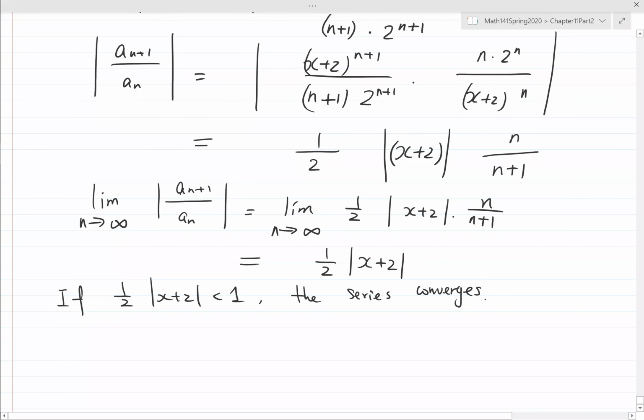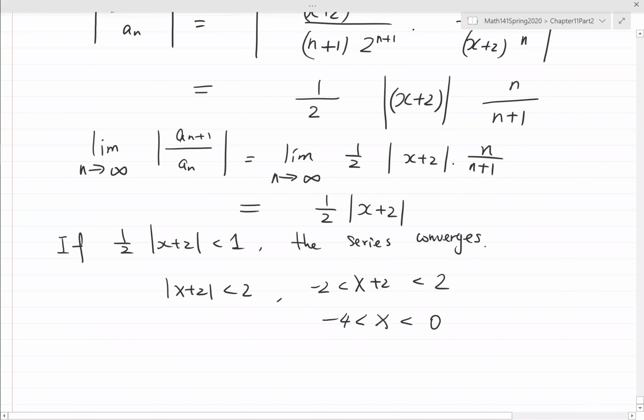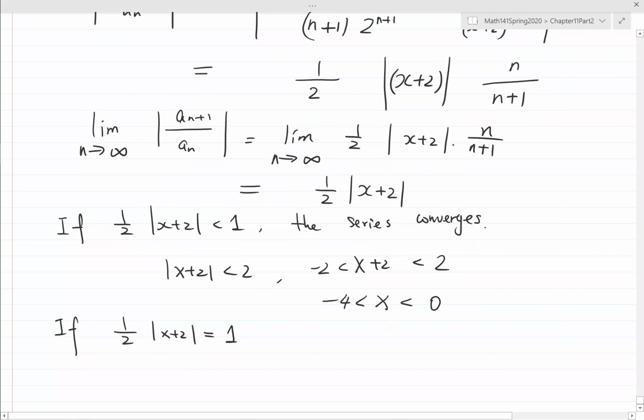So we only need to consider the cases when this is less than 1 and equal to 1. In this case, x plus 2 is less than 2, bounded by negative 2 and 2. So we get x is bounded by negative 4 and 0. So we need to look at the boundary and see what happens when the ratio equals 1, because here the ratio test fails. We need to use more information, i.e. check x equals negative 4 or 0.